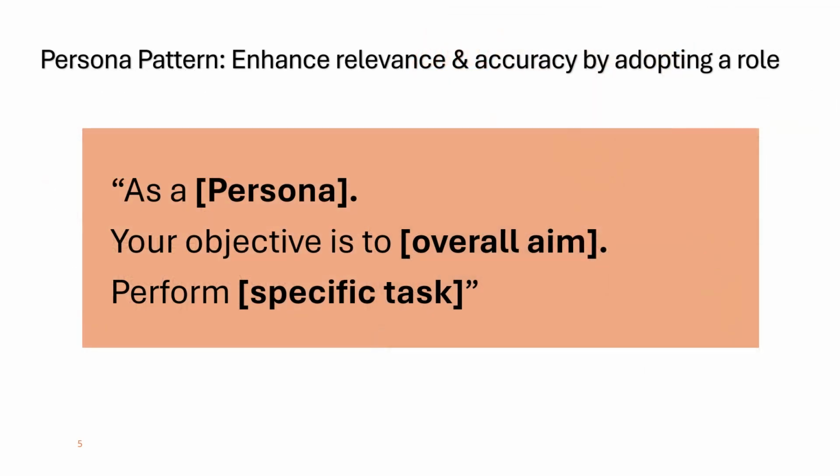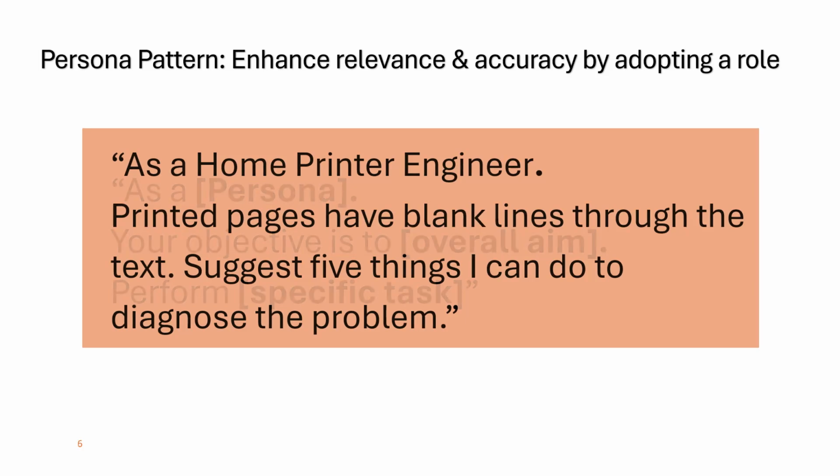You're basically going to say to it, act as a persona, whichever one you decide is most relevant to the problem. Your objective is to do something, perform that task. It's as simple as that. When you prompt naturally, you're going to say do something, but this is just adding the extra context.